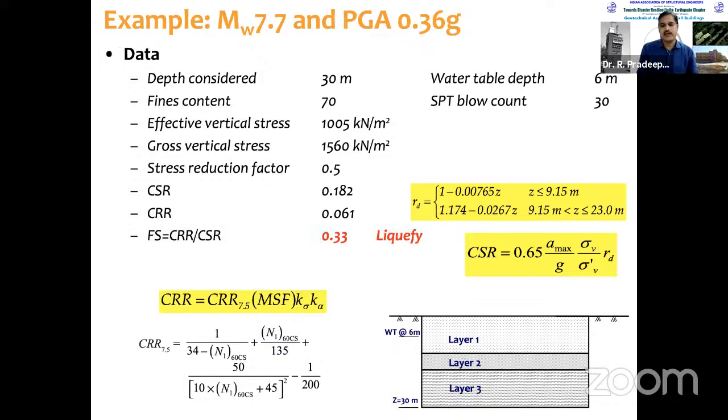Now, if you do this factor of safety against liquefaction, we are getting 0.33. That means it will liquefy if a magnitude 7.7 earthquake occurs with PGA 0.36. Actually PGA is important. So then this site will liquefy. Now what I have done was pick these numbers, change the earthquake, and see whether for a lower magnitude earthquake this site will liquefy. So I changed the magnitude to 6, and the peak ground acceleration is 0.24, just near to zone 4 area. So even then it is liquefying, 0.94.